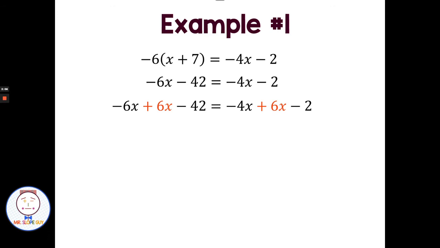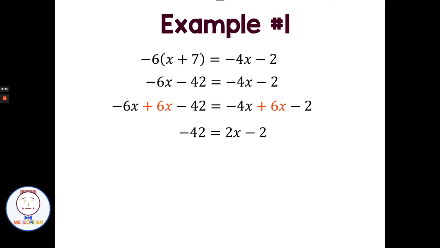If I add 6x to one side, I also need to add 6x to the other. So our inverses, negative 6x and positive 6x, will cancel. On the left side, we're left with negative 42. And on the right side, I have negative 4x plus 6x. If I add a negative 4x and a positive 6x together, I get 2x. Then I have all my variables now on one side.